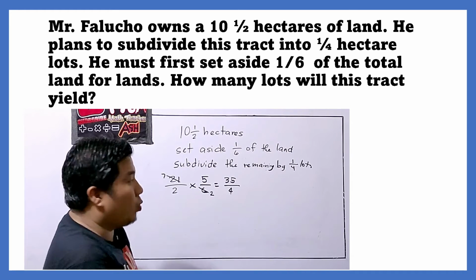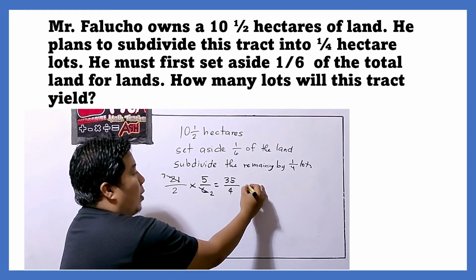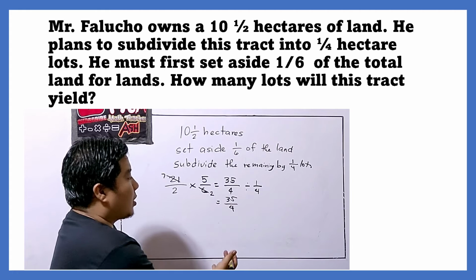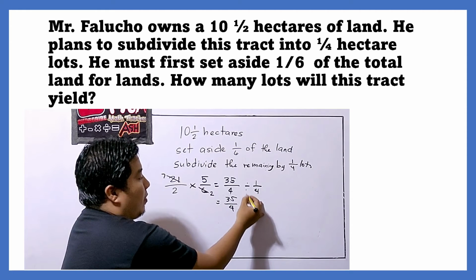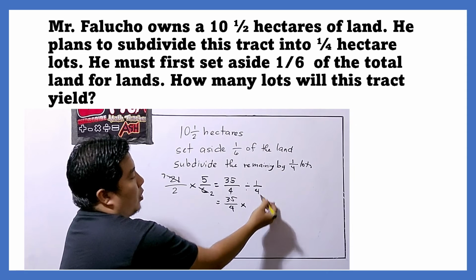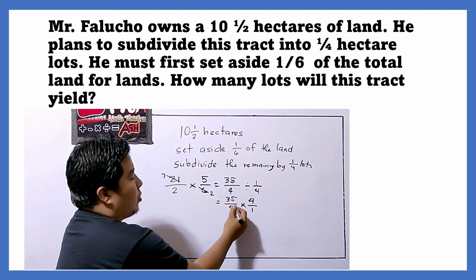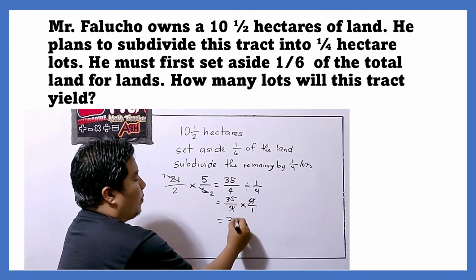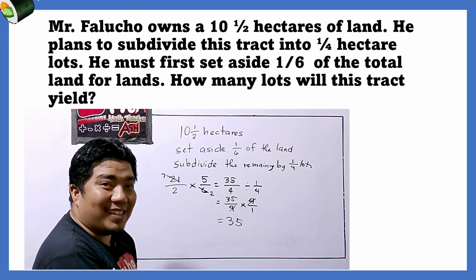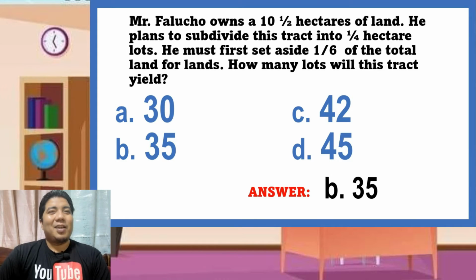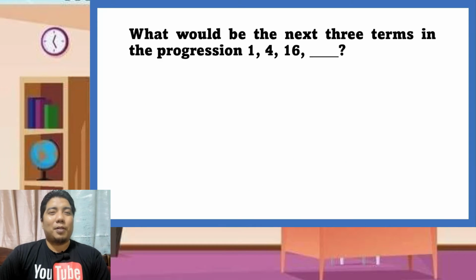So, what we need to do now is to divide 35 over 4 by 1/4 lots. Of course, if you apply what you have learned in dividing fractions, you just copy your dividend, and then the division becomes multiplication, and for 1/4, you will get the reciprocal of that, giving you 4 over 1. Now, you can use cancellation from this one, and that will give you 35 lots. Easy, right? And the correct answer, my dear math learner, is letter B, 35 lots. This is quite challenging, but I know you got that right. Now, let's go to the next problem.